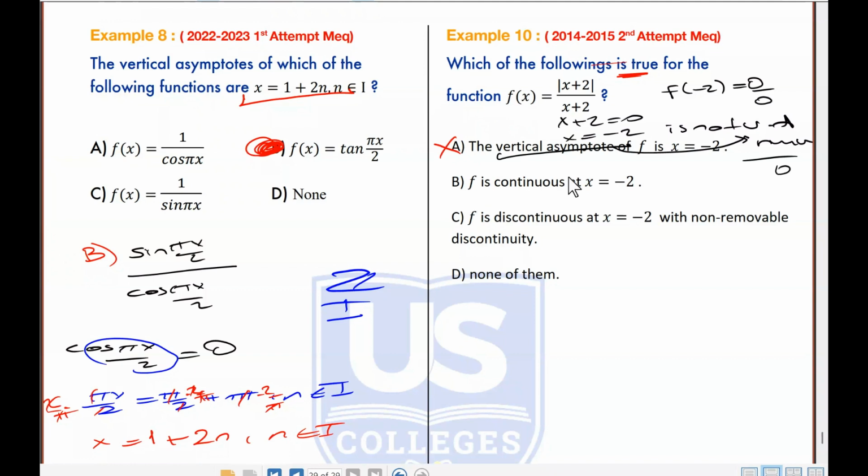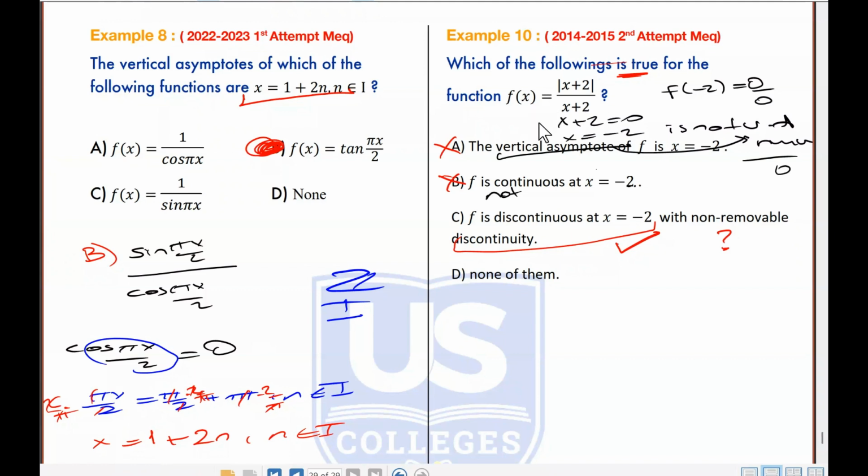Option B, f is continuous at x equals negative 2. We just talked about it in the previous question. It is discontinuous. It's not continuous at x equals negative 2. It's what makes the denominator 0. So option B is also false. Option C, f is discontinuous at x equals negative 2. True. With non-removable discontinuity. So let's check this. We don't know whether the discontinuity is removable or not, so we check it.